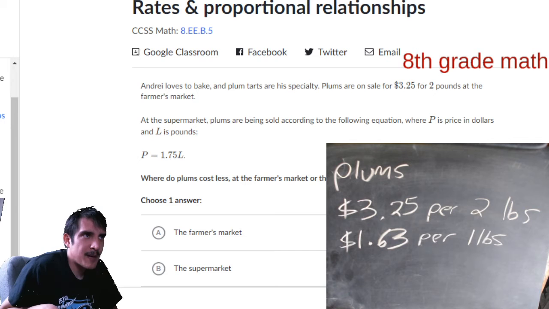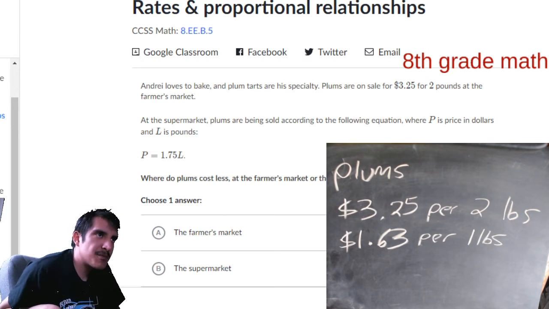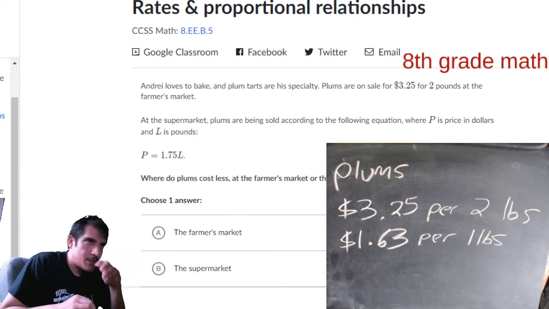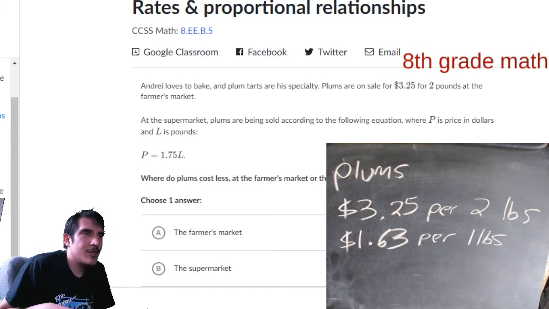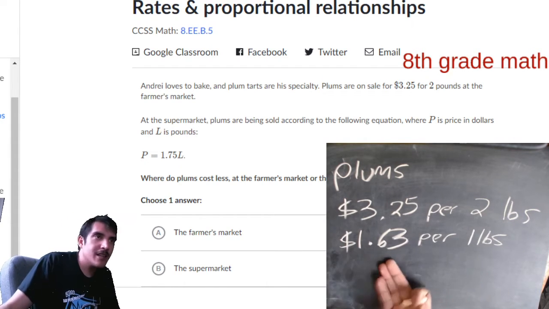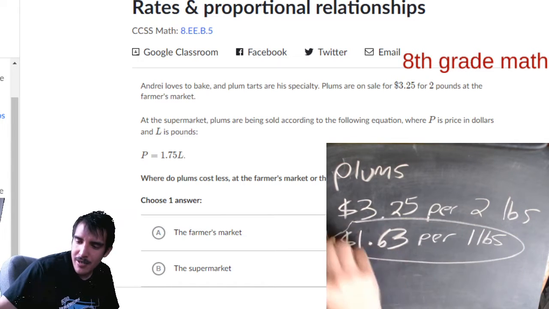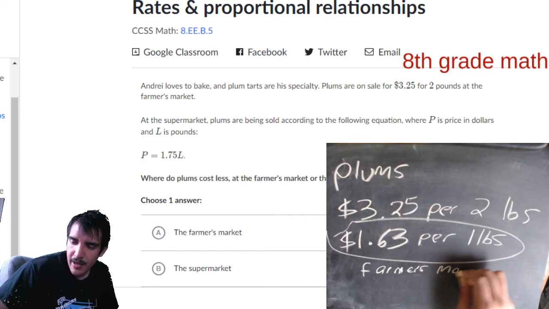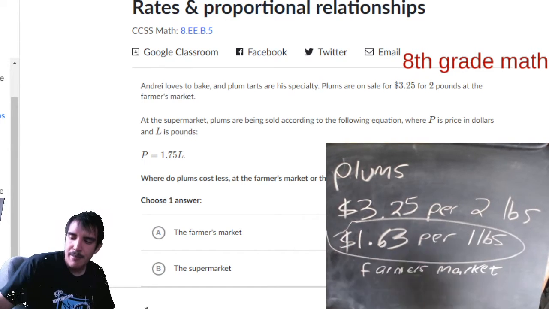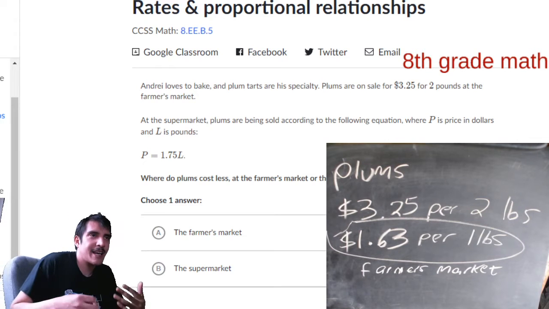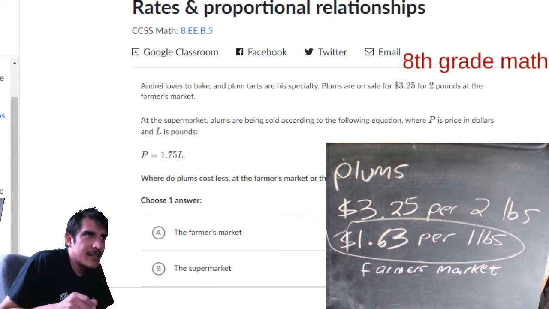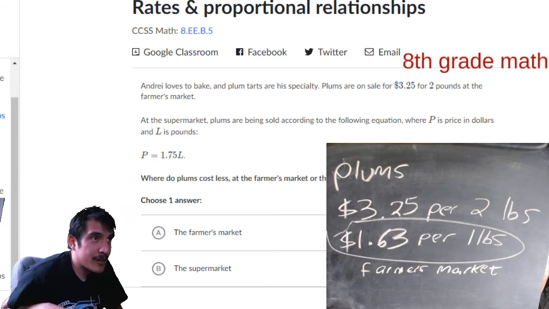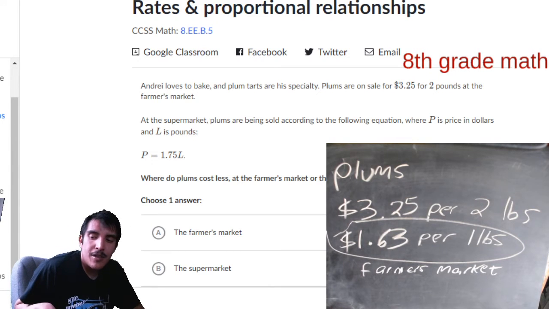Anyway, at the supermarket, plums are being sold according to the following equation, where P is price in dollars and L is pounds. The equation is P equals 1.75 L. So the price at the farmer's market is what we just found. At the supermarket, however, by the way, if you've ever been to a farmer's market, that's a market that's like outside and farmers run it, versus the supermarket, which is more like Walmart. The price at the supermarket for plums is 1.75. It says it right in the equation.